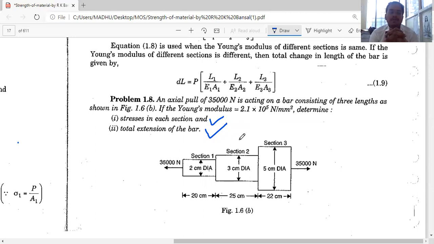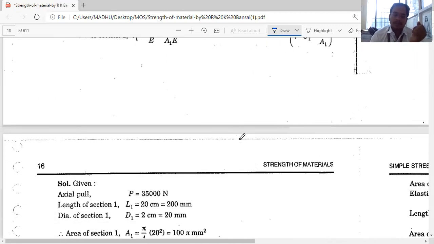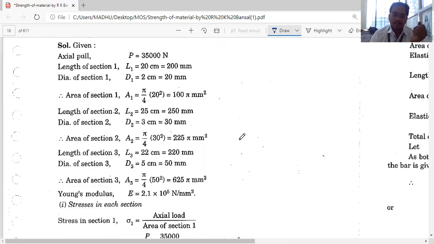We get stresses. Next, coming to the extension, we should find out strain values, or you can use the direct formula. dL, the change in length of the overall length, is equal to P by E into L1 by A1 plus L2 by A2 plus L3 by A3. Either you can use this formula, or you can go through the basic steps. First, you find out the stresses and strains, then find out the elongations in the different cases 1, 2, 3.